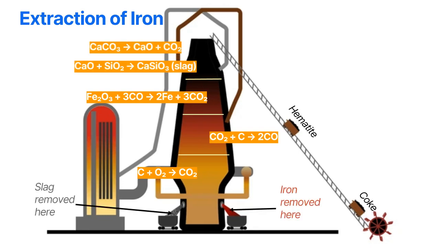The limestone added has a vital role. First, it decomposes due to the heat, forming calcium oxide and carbon dioxide. The calcium oxide then reacts with silicon dioxide, which is an impurity in the ore, to form calcium silicate, also known as slag. The slag floats on top of the molten iron and can be removed. It is later used in road construction.